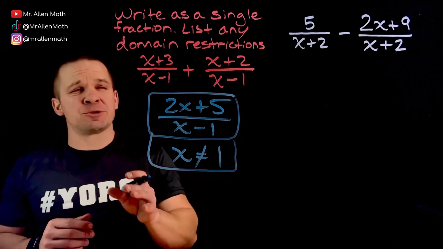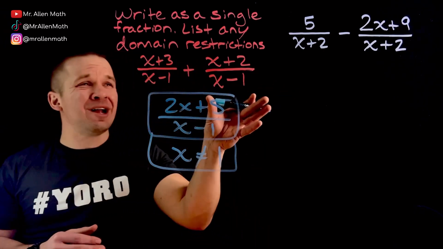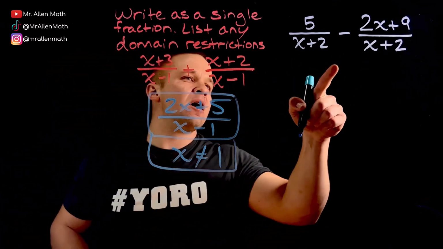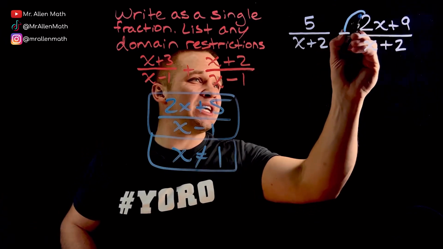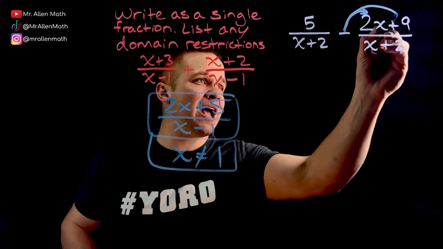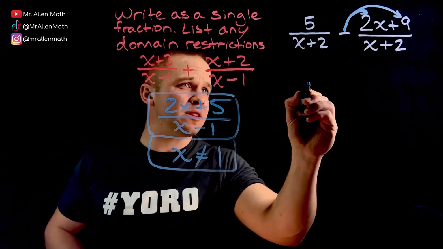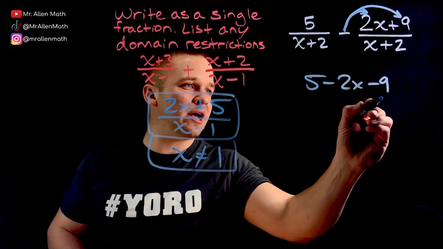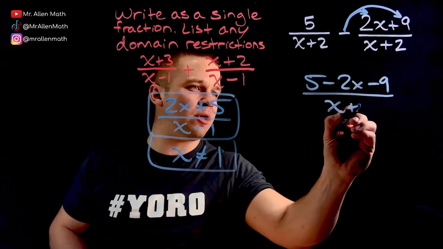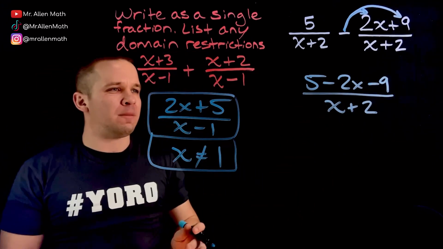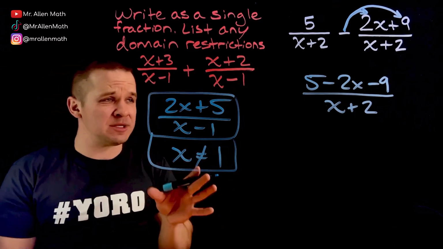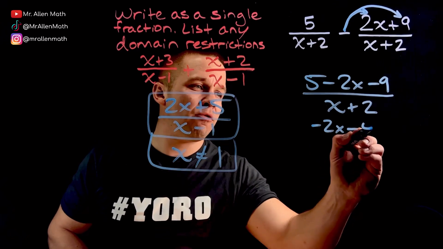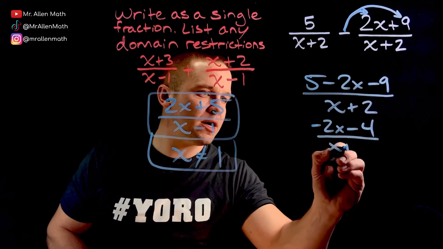All right, next one over here. We do have like denominators once again, but I have some subtraction going on, so we have to be careful with this. This negative right here needs to get distributed to both the first term and that second term. So when I rewrite this, I'm going to have 5 minus 2x minus 9 over the common denominator of x plus 2. Now I can combine like terms if there are any. In this case, there are. We're going to have negative 2x minus 4 over x plus 2.